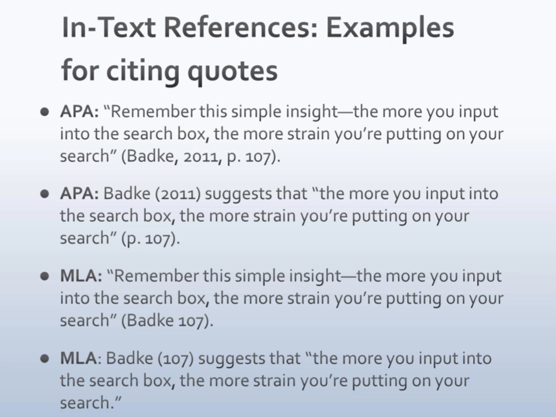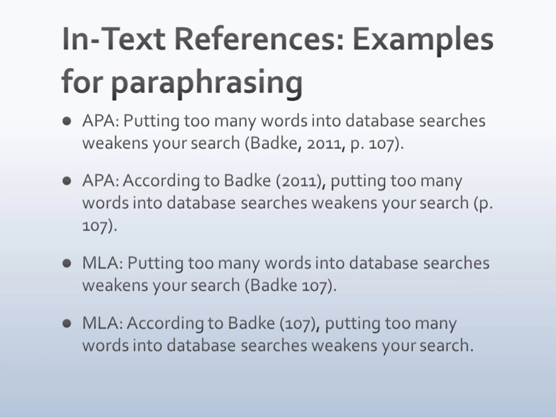Here are some examples for citing direct quotes in APA and then in MLA. Note that in APA style, you must include the year in your in-text reference. Here are some examples for citing your sources when you are paraphrasing.